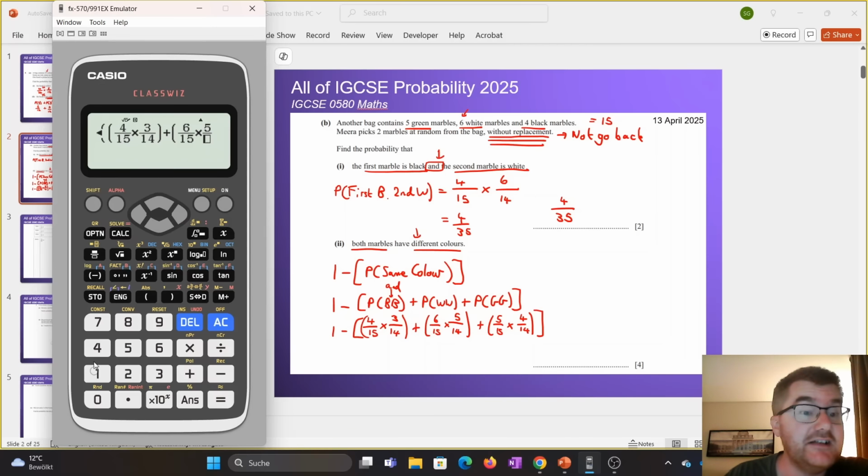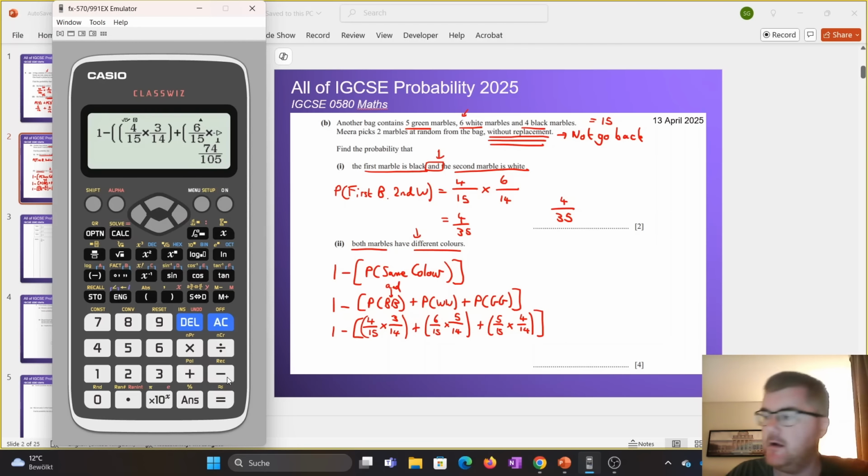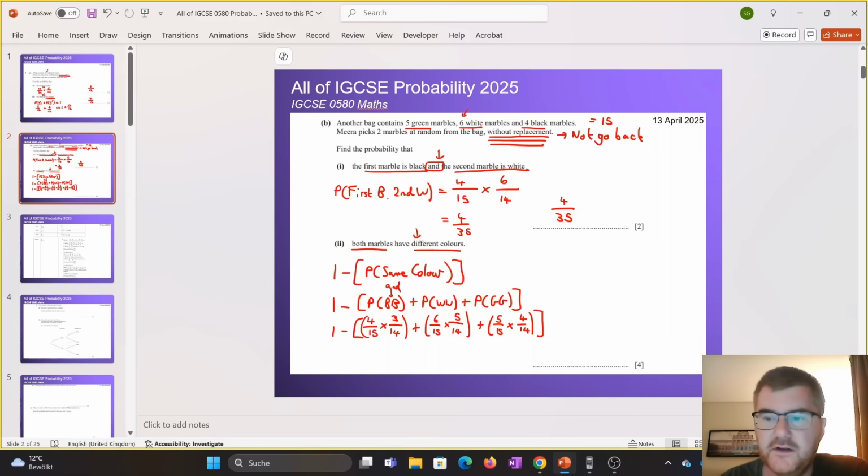Again, it's quite the skill actually talking about this as I'm typing it in, and we'll see if I make a mistake. So what we got, last one, so 5 over 15 times 4. And don't forget we've got 2 brackets at the end here. Bracket for the whole calculation and bracket for that calculation. So we press the magic equal button, we then get 74 over 105.